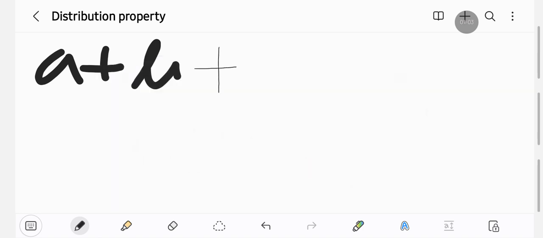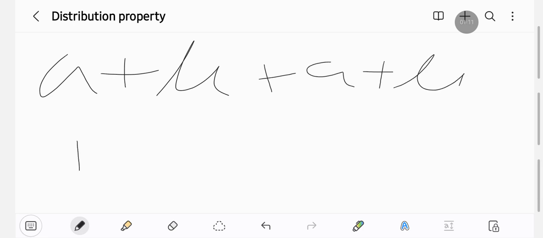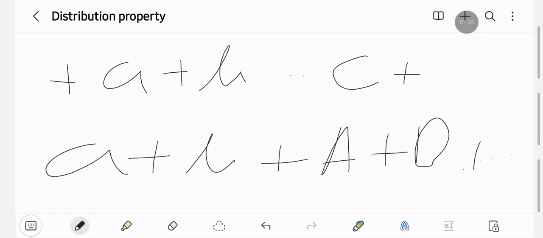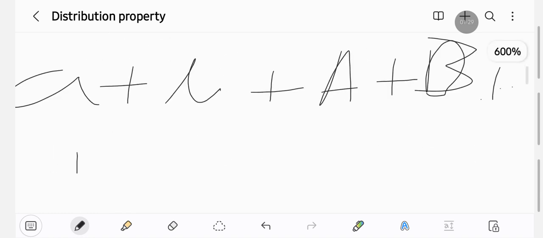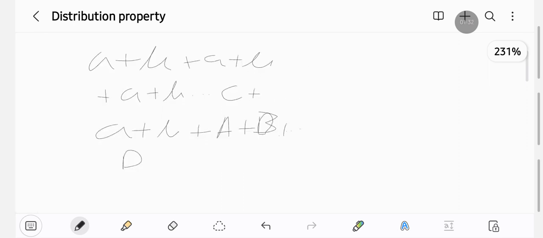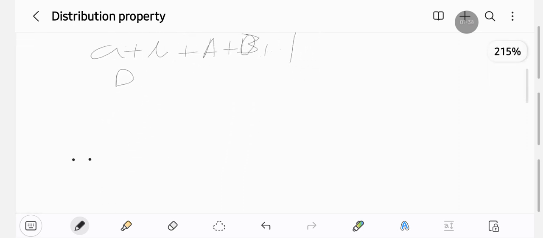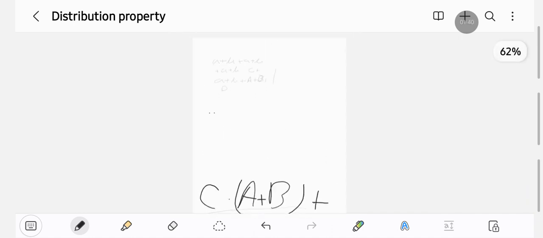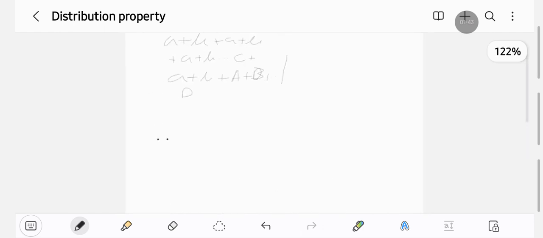a plus b, let me erase it a little bit. a plus b plus a plus b plus a plus b dot dot dot, c times, plus a plus b plus a plus b dot dot dot, d times. Now on both sides we added a plus b. Look here: c times (a plus b), d times (a plus b). Now we get, as here, a plus b.